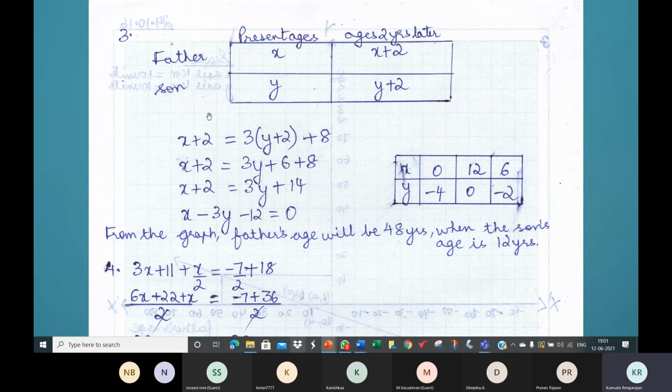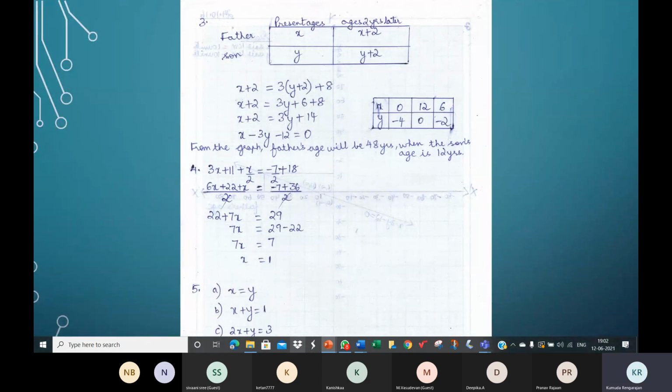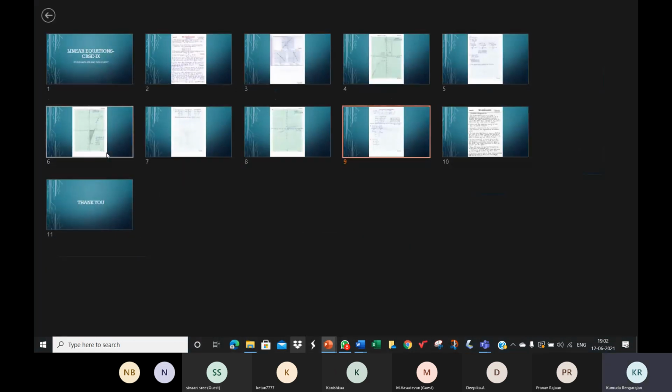So see here, you just have to convert the information in words to a mathematical equation. So father's age 2 years later will be 8 more than 3 times the son's age. So this is the equation, and you need to make an xy table. Make its graph. And from the graph, you must read. So you can find it algebraically.